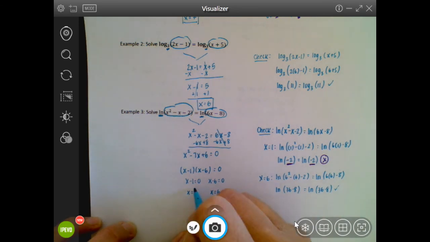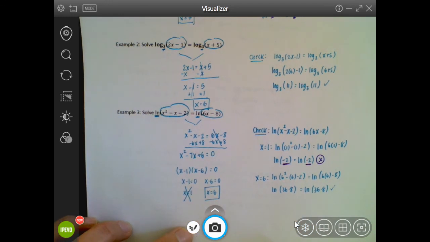So we've come to the conclusion that x equals 1 is not a solution, but x equals 6 is a solution. So make sure that you are going back and checking your answers on these.